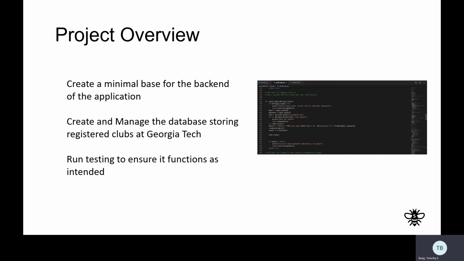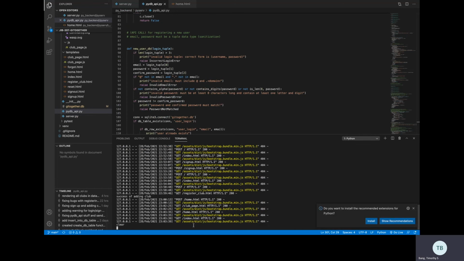Finally, the remainder of our functionalities that we want to implement in Sprint 2 consisted of creating a minimal base for the backend of the application, creating and managing the database storing registered clubs, and running tests to ensure everything functions as intended. In order to manage and store a database correctly, we had to make sure that our foundations were solid at first. So this includes creating our own API calls.